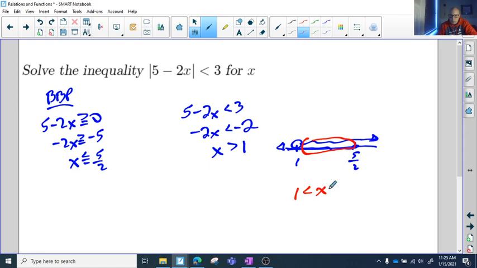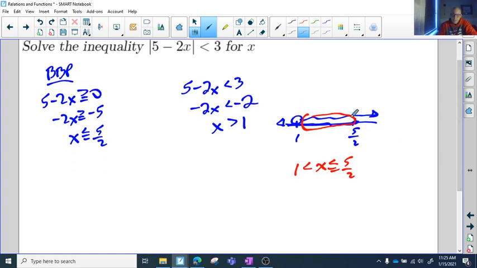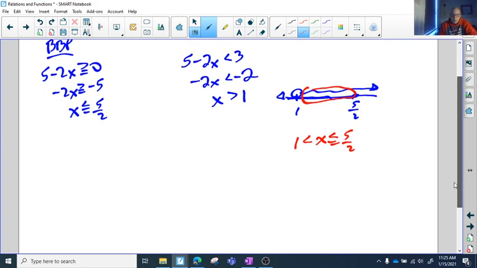No equal sign because it's open. But here it's closed in, so we're going to put an equal sign. There's what I get out of case 1. Now the number line is there just for your own personal purposes. If you have a good grasp of these and you feel I don't really need to draw this, that's fine. You don't have to draw this. You can just write out your solution here.